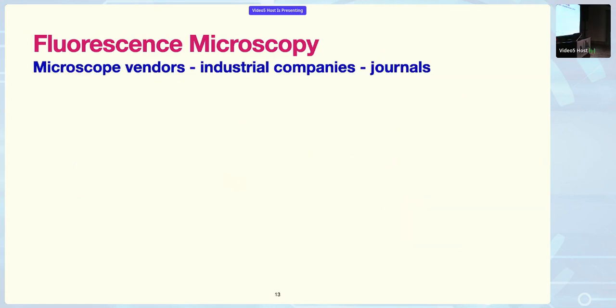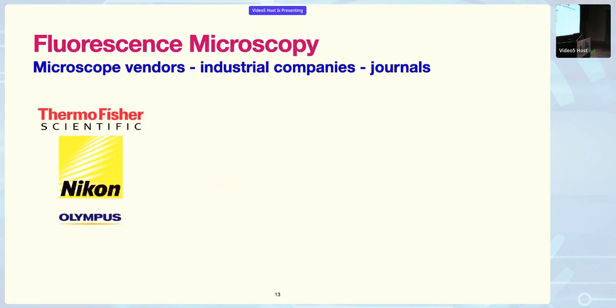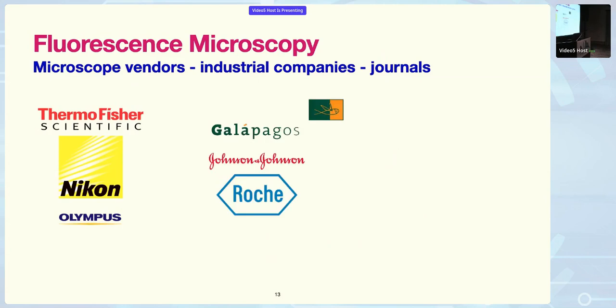Now, fluorescence microscopy is very much used both in industry and in academia. And you can see this by popular microscope vendor brands such as Thermo Fisher, Nikon, Olympus, but also by companies, mostly in the pharmaceutical sector, which use fluorescence actually in their everyday tasks. For instance, in drug development for their control tests. So I've named some examples of Galapagos, Johnson & Johnson, Roche, which really use this technique every day.